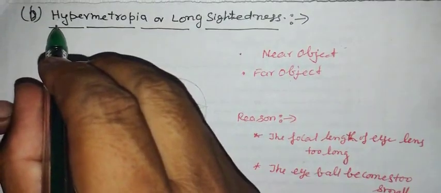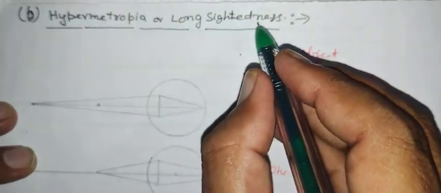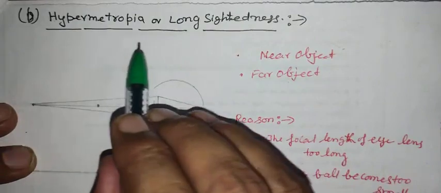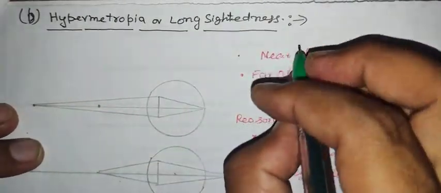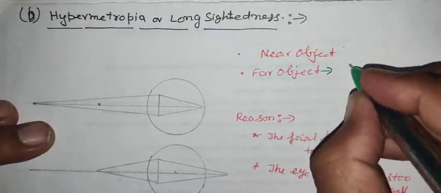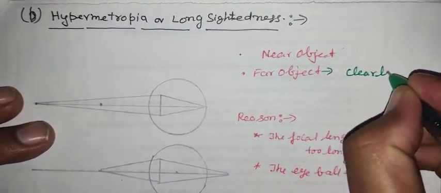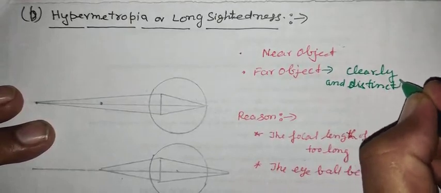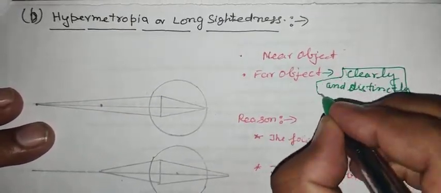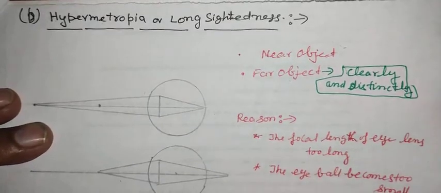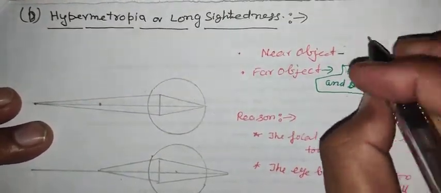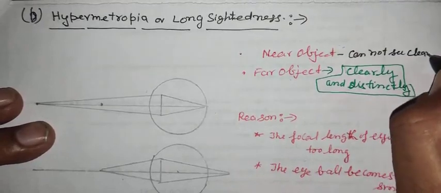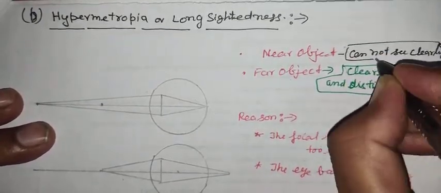The second type of defect is hypermetropia, long-sightedness or far-sightedness. A person affected by long-sightedness can see the far point clearly and distinctly, no problem in that. Then where is the problem? The problem is seeing the near object. A near object cannot be seen clearly or distinctly.